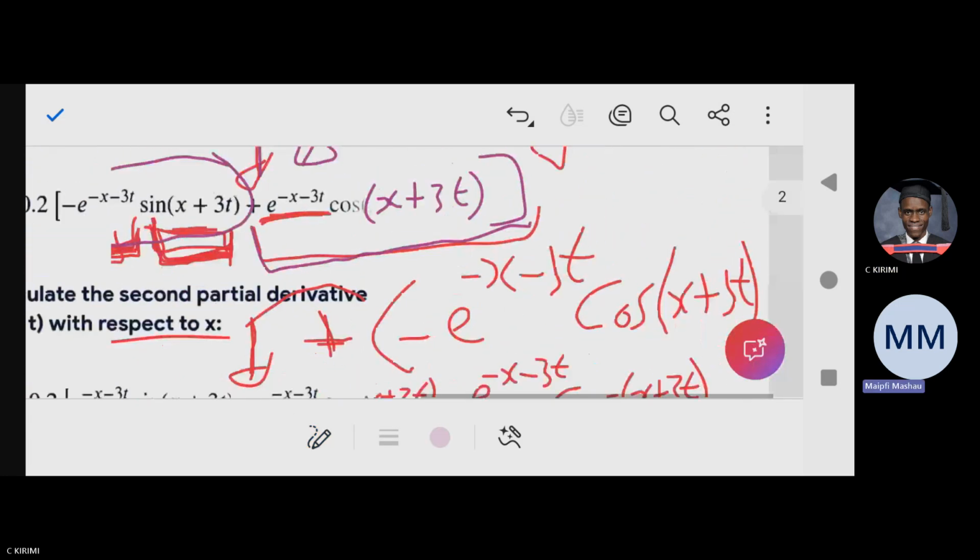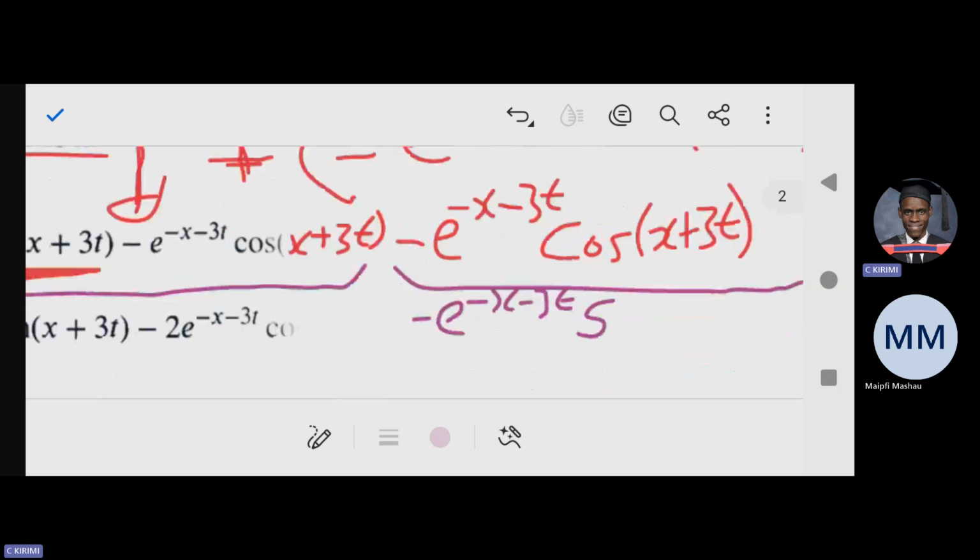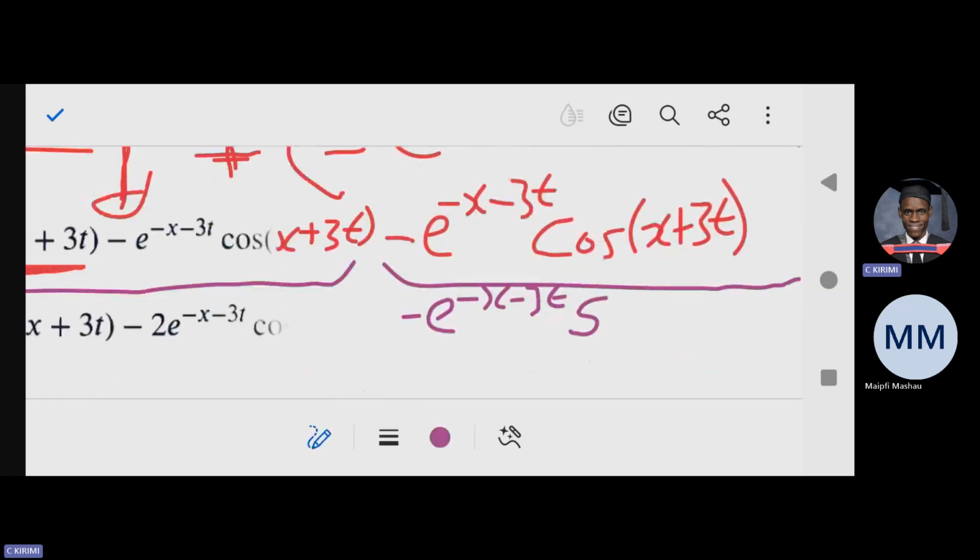Negative sign, because we differentiate. And the negative sign is this one. It was supposed to be a plus, but because of the negative, now the plus has been neutralized. So it will be a negative sign, bracket x plus 3t, like that, as one expression.